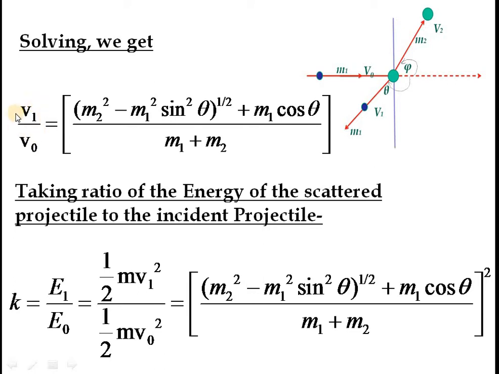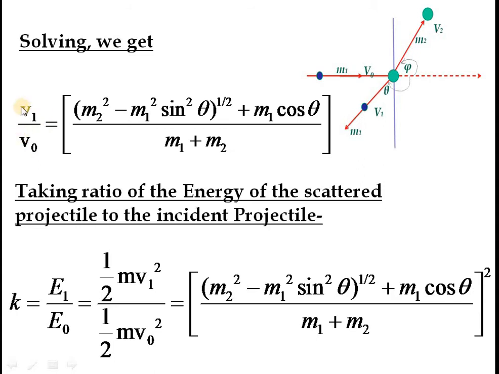You get the value of v1 by v0 simply by making use of the quadratic solution for x: minus b plus or minus square root of b square minus 4ac, divided by 2a. You get that v1 by v0 equals square root of m2 square minus m1 square sin square theta, plus m1 cos theta, all divided by m1 plus m2.